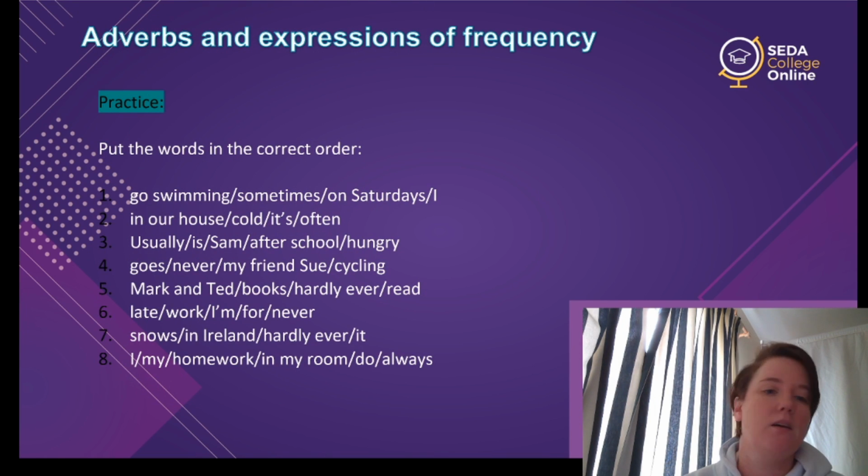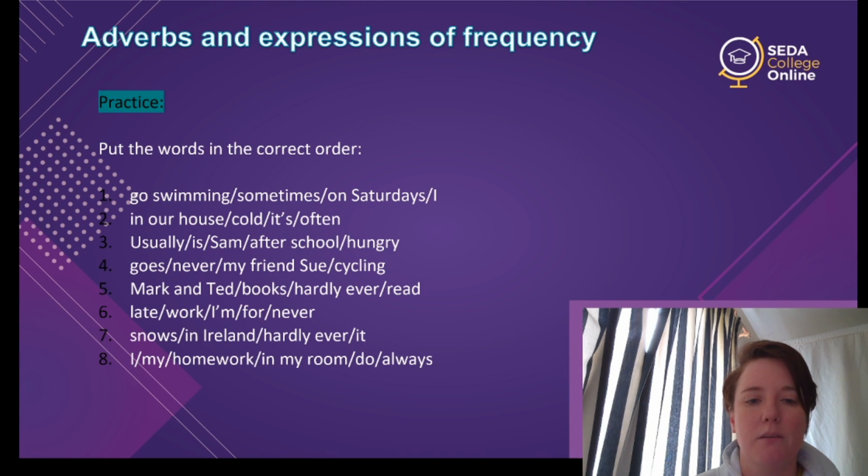Now, your turn. So, put the words in the correct order. Please remember the rules, and just go through them, and I want you to write down the correct order of these sentences. The first one, go swimming sometimes on Saturdays, I. Number 2, in our house, cold, it's often. 3, usually is Sam after school hungry. So just the correct order.